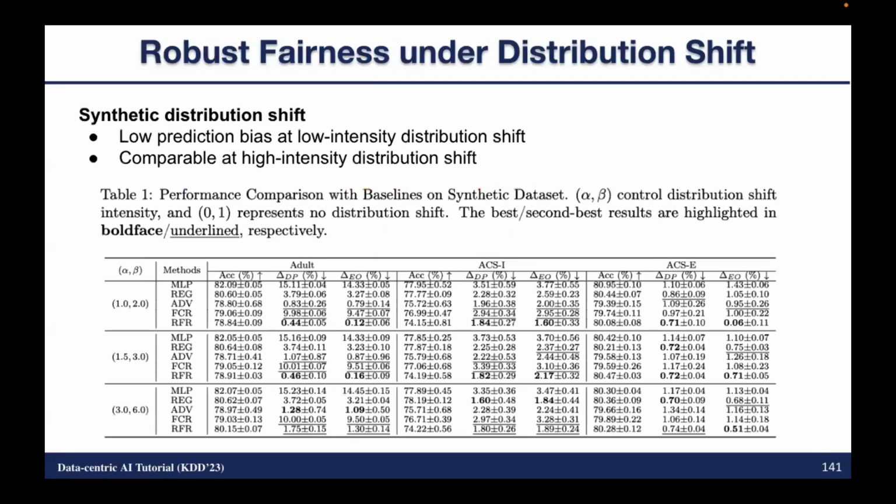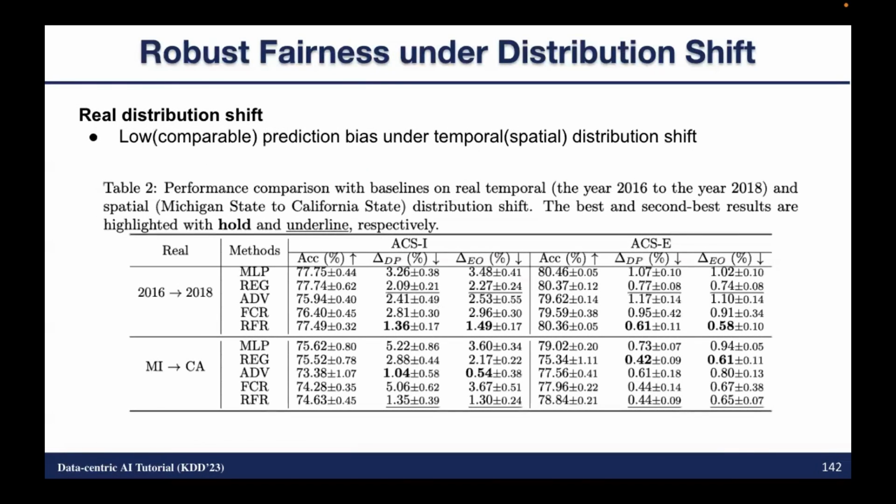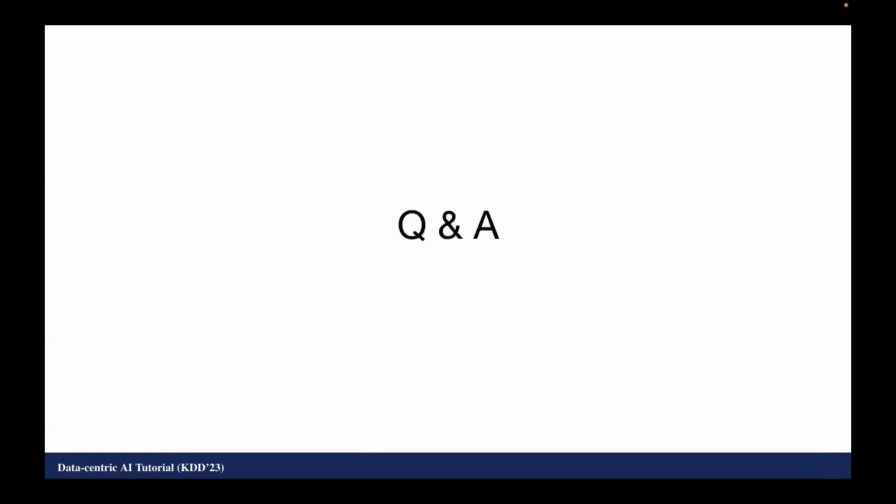From our experiments, we do two folds of experiments. The first one is the synthetic distribution shift. We find that our model can have low prediction bias at low intensity distribution shift and is comparable at high intensity distribution shift. Also, we conduct experiments on real world distribution shift, for example, the temporal shift and another kind, the spatial shift. We can find the performance of our model is also competitive in these two kinds of real world distribution shift. Yeah, thank you. That's all.